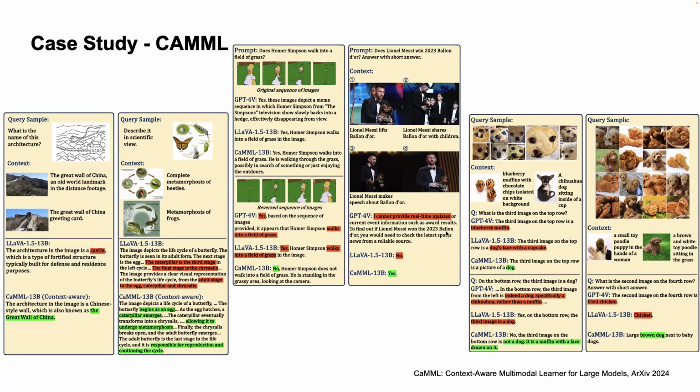Answer the question in short answer. GPT-4V says that it is unable to do a real-time update, and LLaVA is having a hallucination, and then Camel is able to give the correct answer. And here is also a famous meme in the computer vision domain, the Chihuahua versus Muffin.